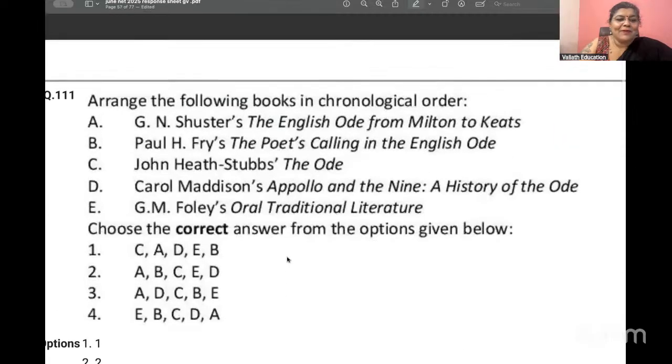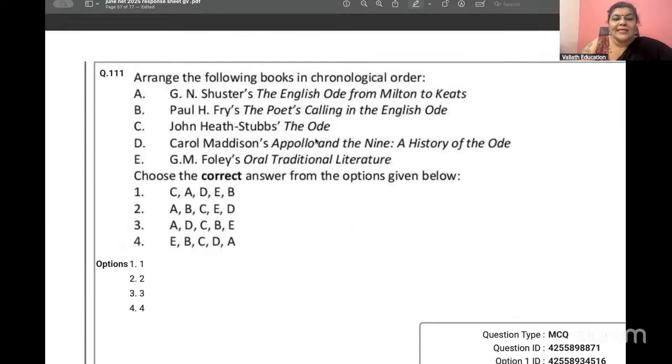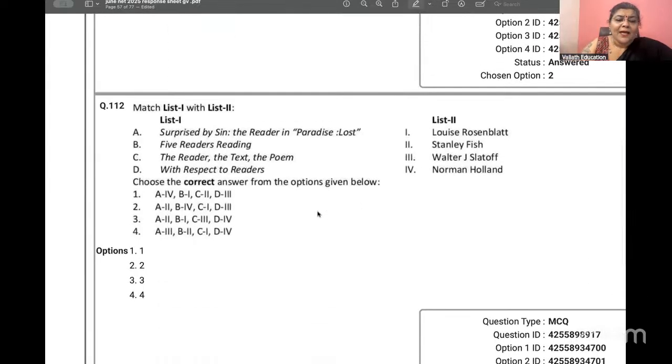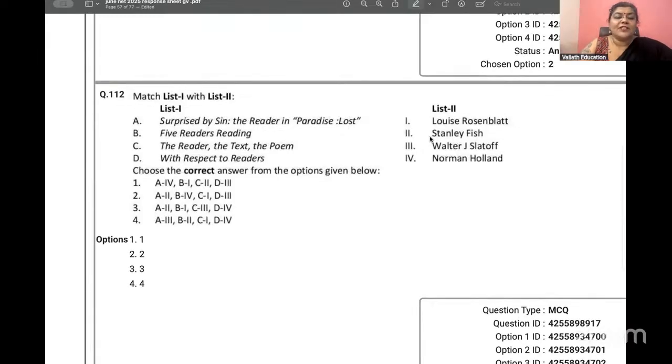I am so happy with this. Okay, this is also difficult. If you don't know all these things, you don't know chronological order. Just mark something, finished. Surprised by Sin, Stanley Fish. Others you don't know. But Norman Holland is a psychoanalytic reader response theorist. Louis Rosenblatt did transactional theory. Transaction means reader and text. Between reader and text is there. Are you able to understand?